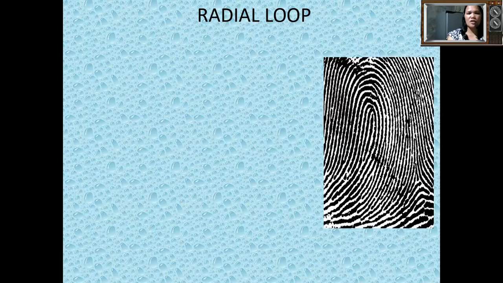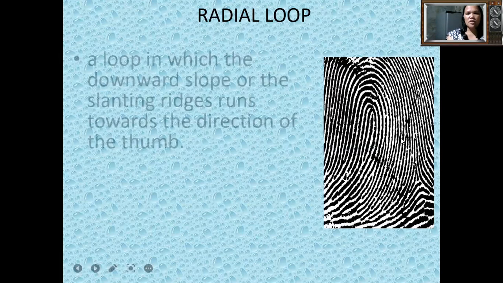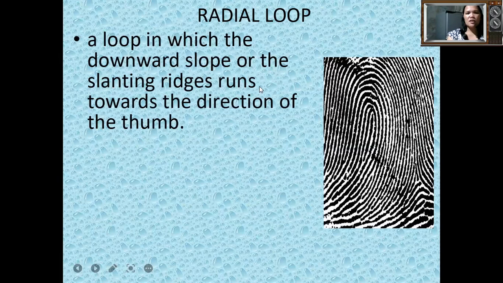Okay. So in the loop pattern, we have two types. Just like what I made mention a while back, we have what we call radial loop. For you to be guided on how to determine whether it is a radial or ulnar loop, you have to know the location of the fingerprint pattern, whether it is at the right or at the left. So in this particular pattern, we could see that this is a radial loop. Why? Because the slanting ridges move towards the direction of the thumb.